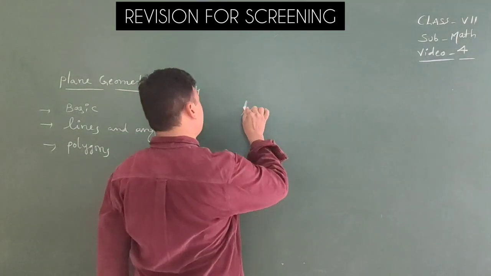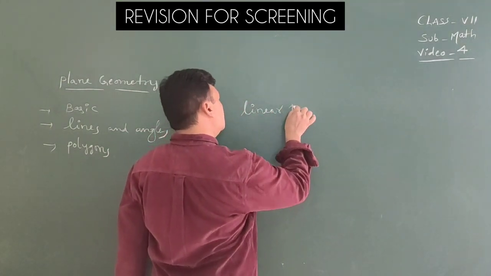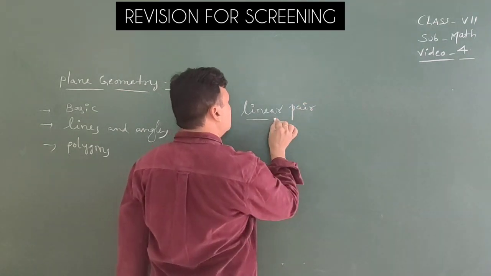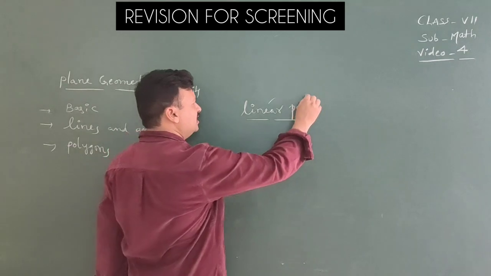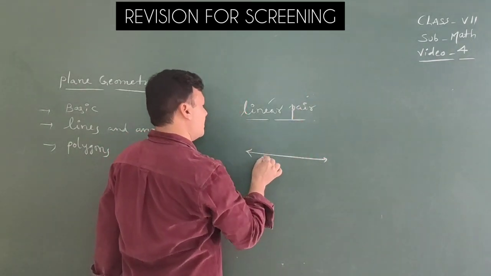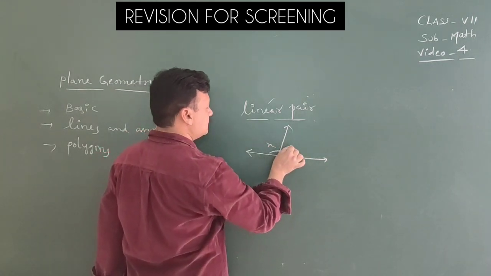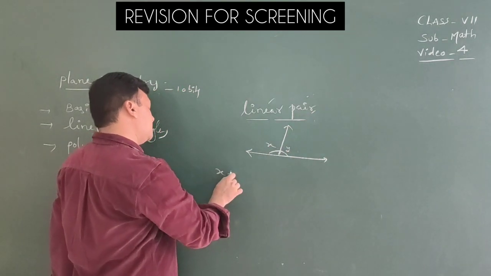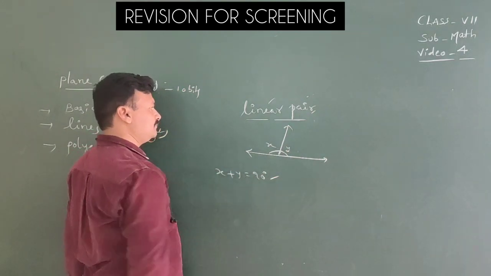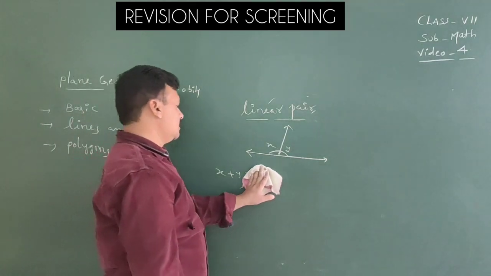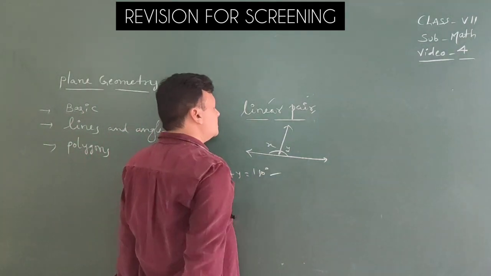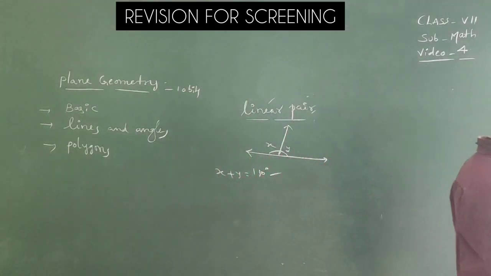Next, linear pair. Linear means they are forming a line. Pair means two. Two angles together forming a line. Then the two adjacent angles are said to be a linear pair. Here x plus y equals 180 degrees. If the sum of two adjacent angle measures is 180 degrees, they are a linear pair.